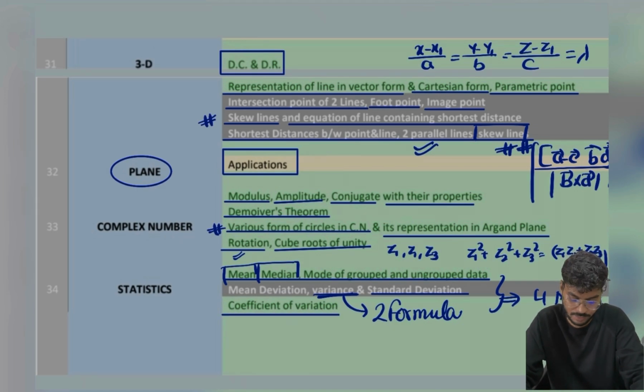So these are the chapters that are important according to their weightage. So prepare according to weightage. Do not prepare the chapter which was already deleted.